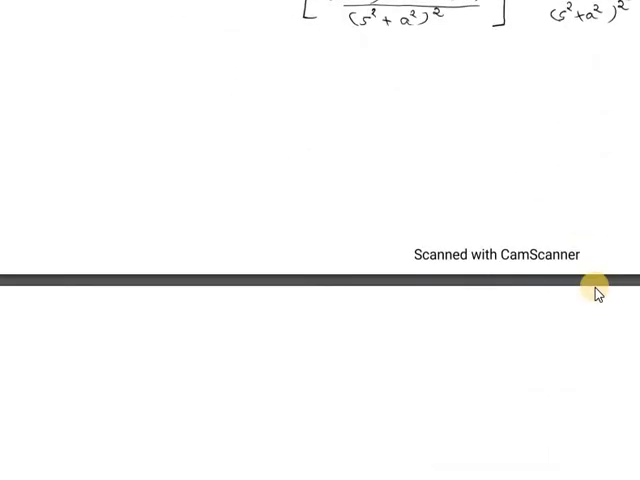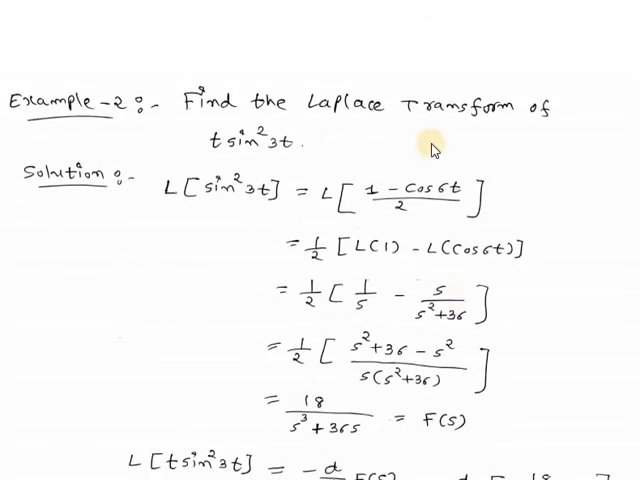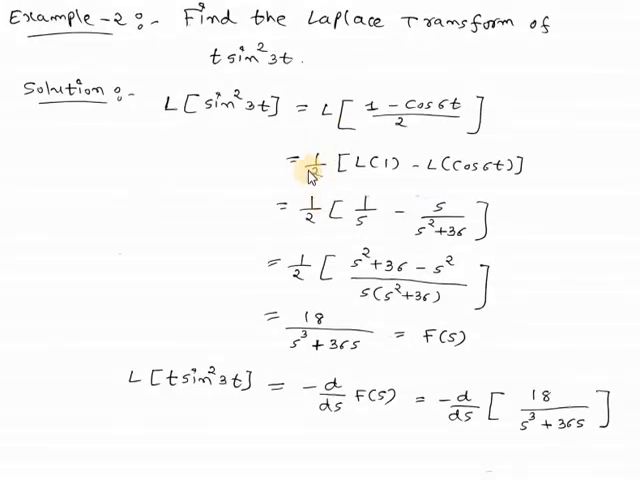Now let us discuss the second example. Find the Laplace transform of t into sin^2 3t. So first of all we will find the Laplace transform of sin^2 3t. Therefore Laplace of sin^2 3t can be written as Laplace of (1 minus cos 6t) divided by 2, because here we have used the half angle formula. By the half angle formula, sin^2 3t can be written as (1 minus cos 6t) whole divided by 2. So this is equal to 1/2 in bracket Laplace of 1 minus Laplace of cos 6t.